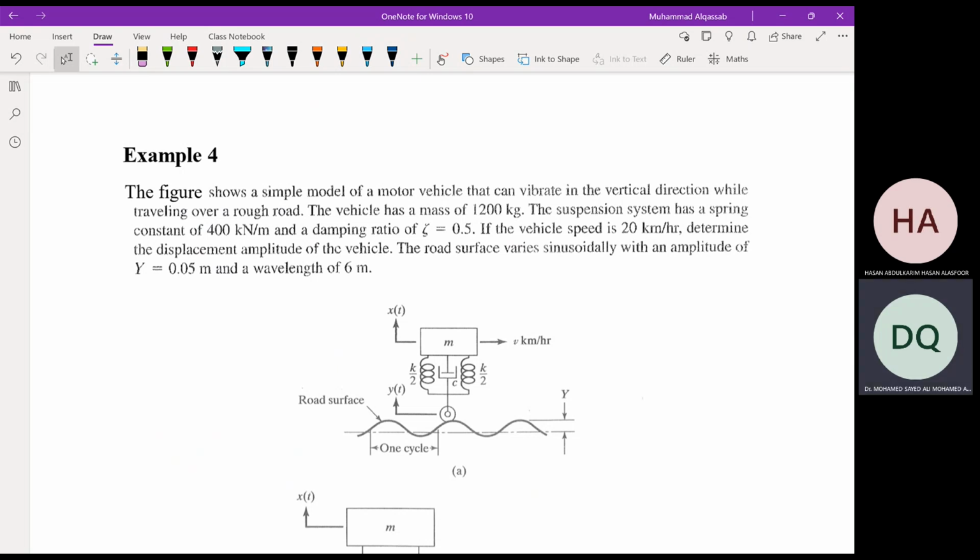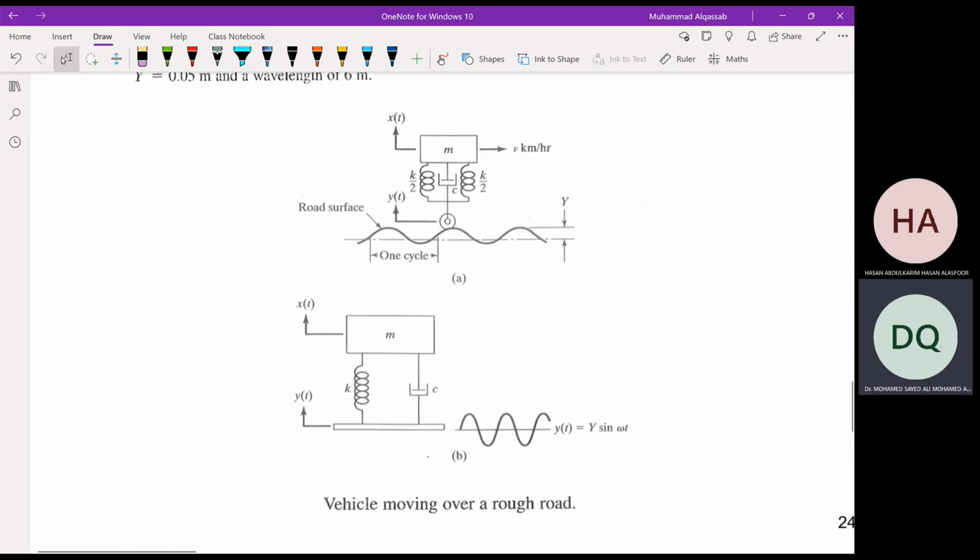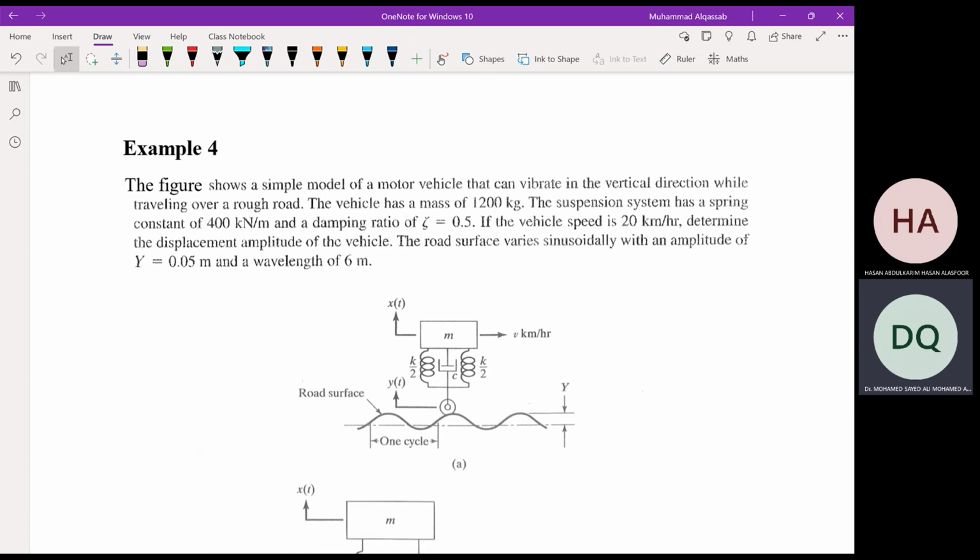So let me read the example. Take 3 minutes. Okay. The figure shows a simple model of a motor vehicle that can vibrate in the vertical direction while traveling over a rough road. The vehicle has a mass of 1,200 kilograms. The suspension system has a spring constant of 400 kilonewton per meter and a damping ratio of 0.5. If the vehicle speed is 20 kilometers per hour, determine the displacement amplitude of the vehicle, which is x. The road surface varies sinusoidally with an amplitude of 0.05 meter and a wavelength of 6 meter.